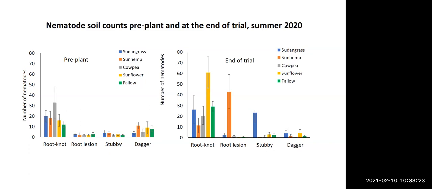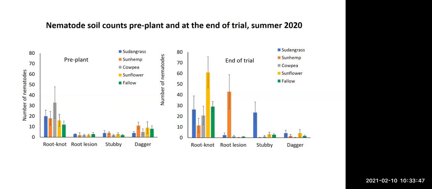Root lesion was quite different, so we found very low numbers in all the cover crops except for sun hemp. Now, sun hemp is known to be a pretty good host for lesion nematodes. Stubby root was the highest in the Sudan grass and pretty low in all the other cover crops. And then dagger nematodes kind of decreased for all the cover crops, so we didn't find many at the end of the trial.